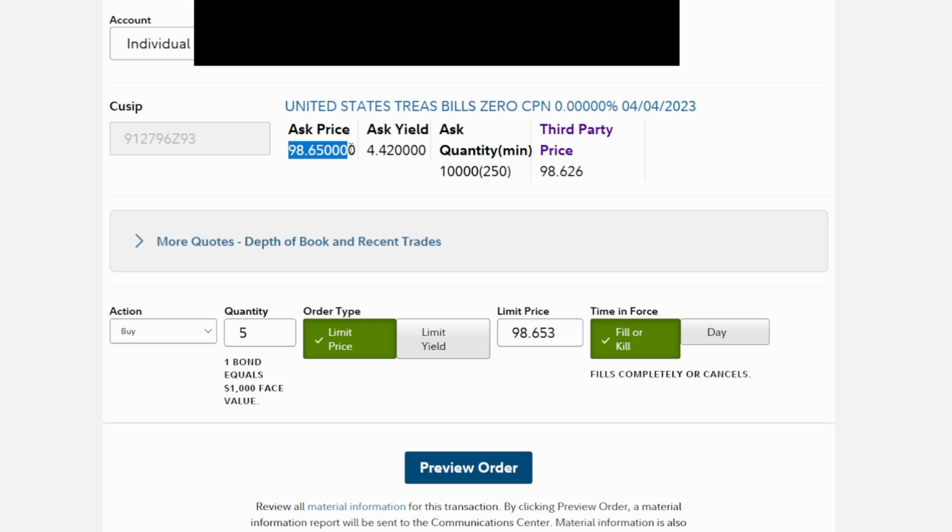So like I said, I'm getting a $100 bill from this in April, but right now, today, I'm paying $98.65 for that $100 bill. So that $1.35 that you're getting the discount is your interest. And so the yield I'm going to get by buying at this price is this yield. This third-party price is like a computer modeled fair value price for this thing, because a lot of times bonds don't trade that often. And so you want to know if you're getting a kind of decent price. So this is very close to this modeled price.